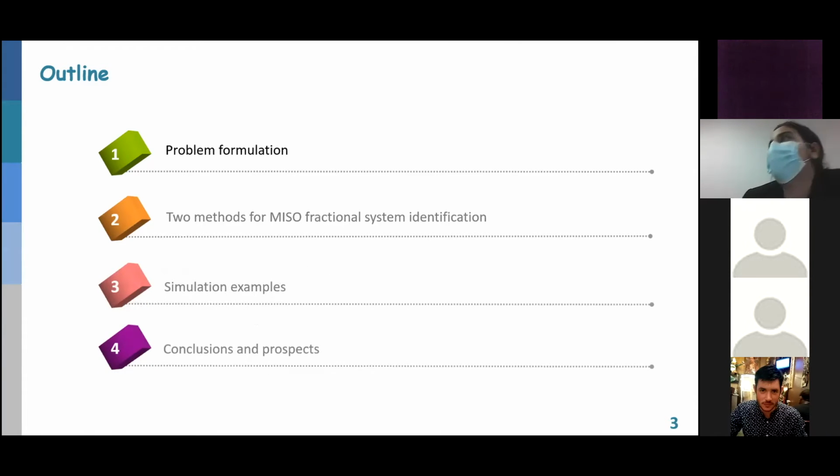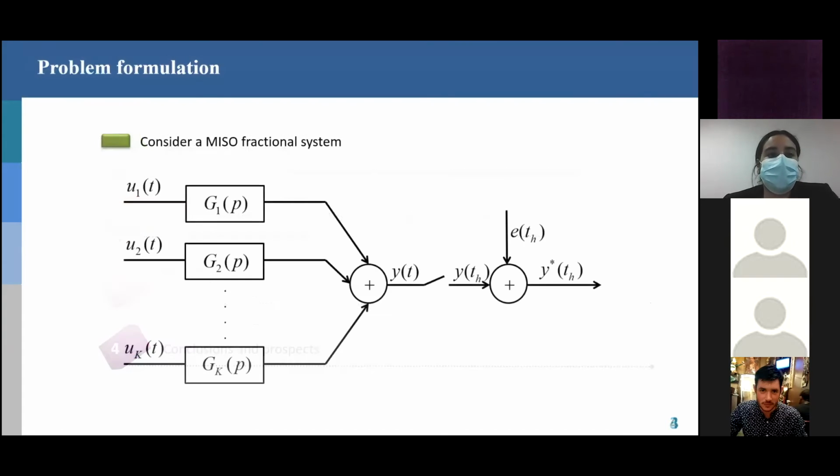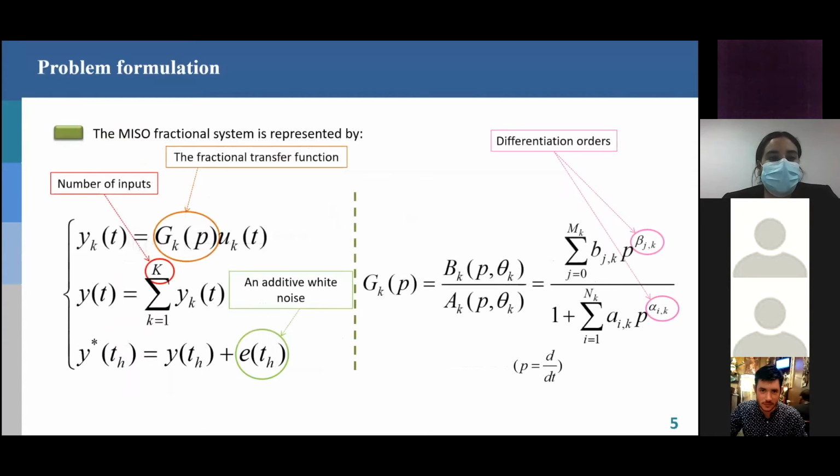So let's begin with the problem formulation. We're going to consider a MISO fractional system, which is represented by this figure. We have K inputs and a single output. So our system is MISO, multiple input, single output. The MISO fractional system is represented by this set of equations. We can see here the number of inputs is K. Gk represents the fractional transfer function, and the output is corrupted by an additive white noise.